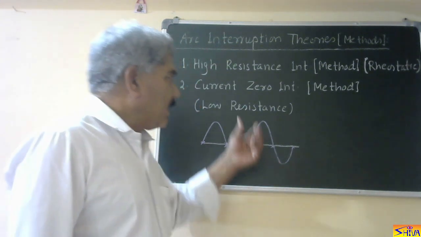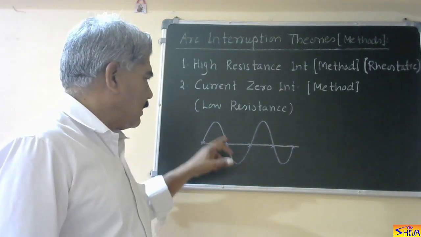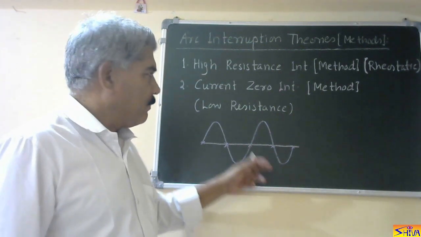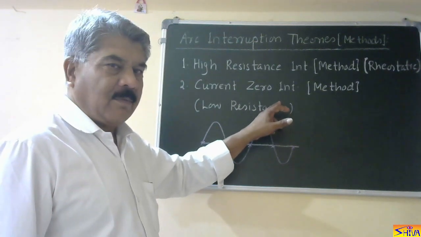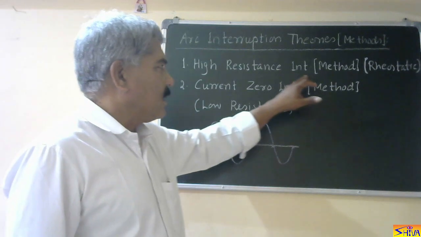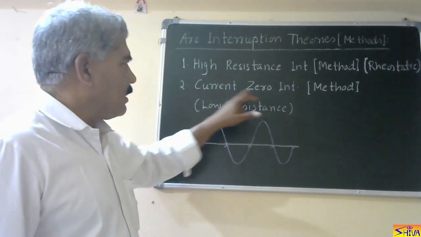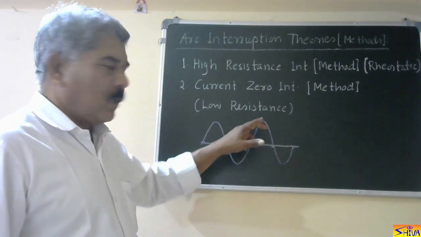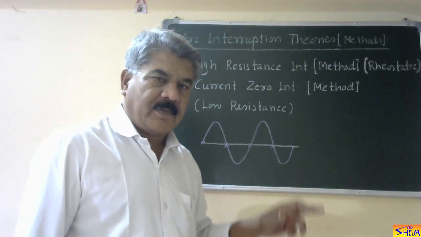Now, in case of DC circuit breakers, such natural current zero instants are not there. Therefore, this theory is not applicable for DC circuit breakers. For DC circuit breakers, high resistance interruption is used. This current zero interruption is also called the low resistance interruption method.